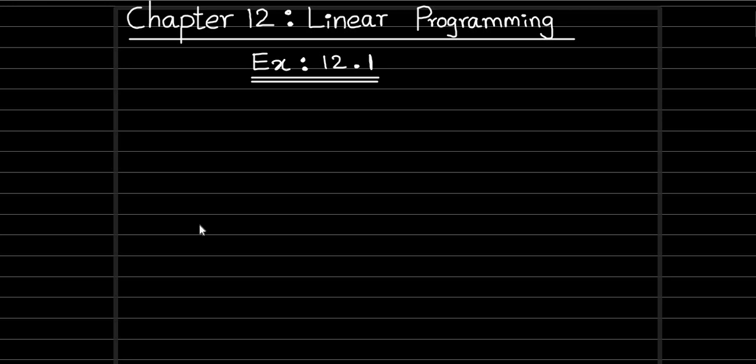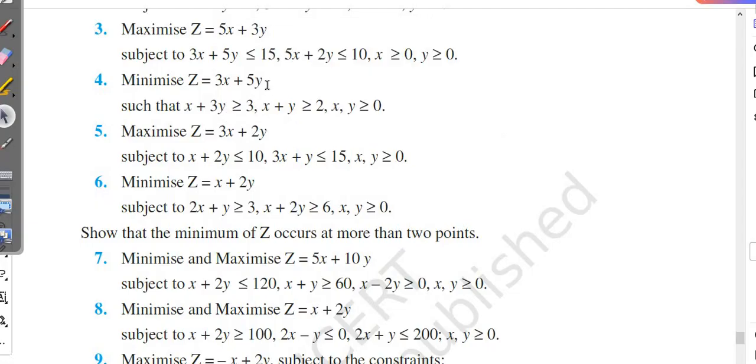In this video, we are going to see CBSE Maths Grade 12 Chapter 12 Linear Programming, Exercise 12.1, fourth sum. We need to solve the given linear programming problem graphically. And what is the given question here? Minimize z equal to 3x plus 5y, and the constraints are four inequalities.